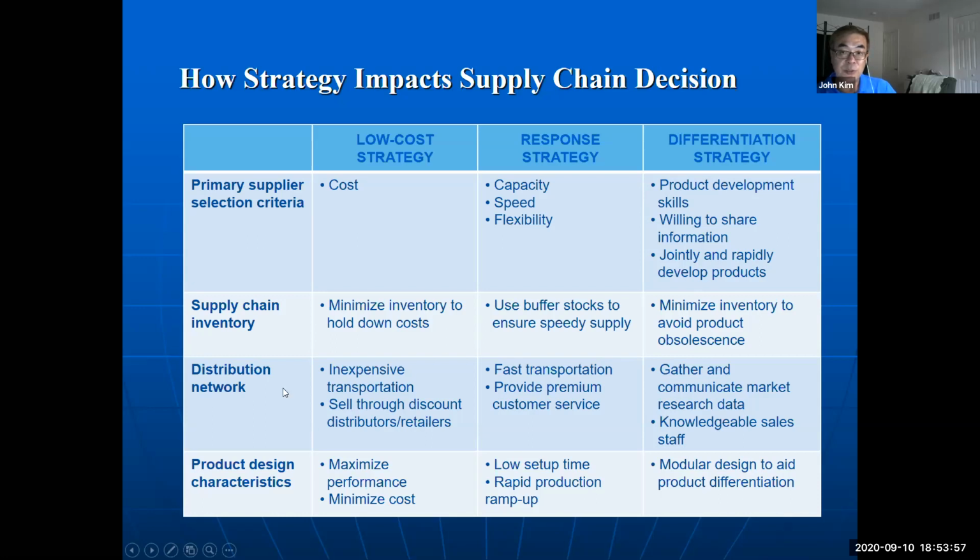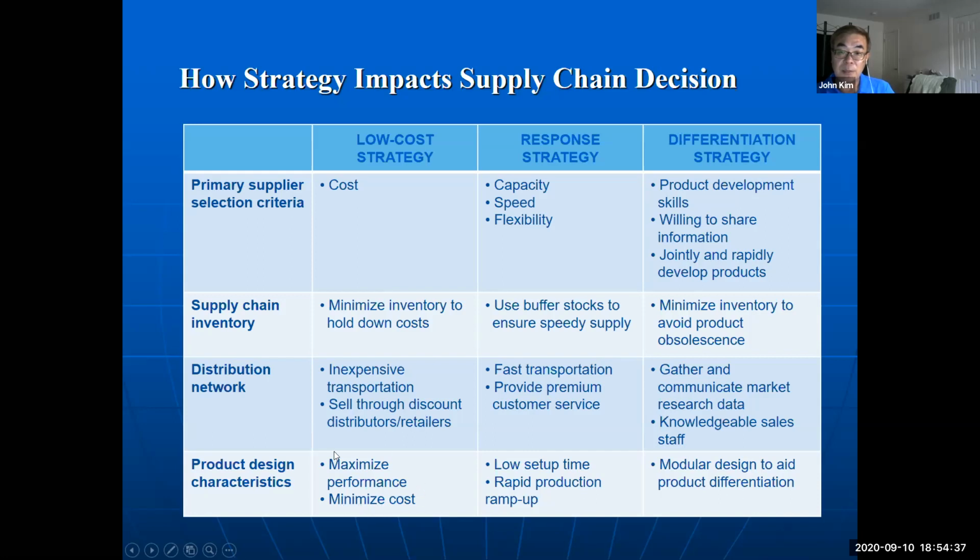And distribution, because of cost, try to be inexpensive. We will talk about this transportation method a little bit later. So try to use an inexpensive transportation method. Then here fast, and then here gather and communicate market research data. This one is not about the distribution matter. And then, yeah, and then product design.